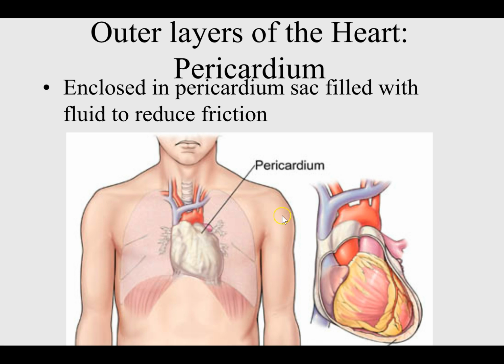All right, so structures of the heart. The first is going to be the pericardium. This is the outermost structure. So your heart is in this sort of bubble, and this bubble is meant to help protect it and reduce the wear and tear. So that's the general function of the pericardium. It's going to have this fluid and it's to reduce friction.